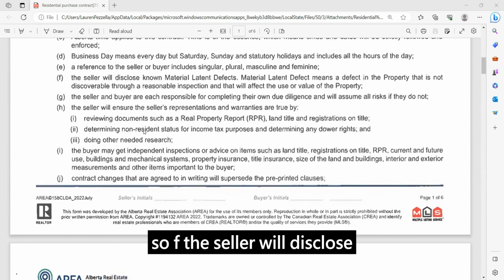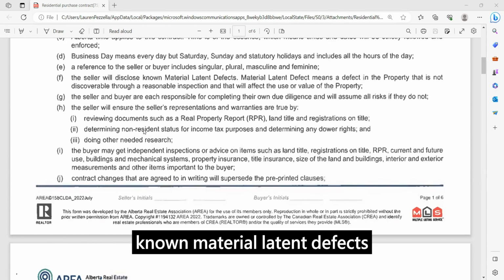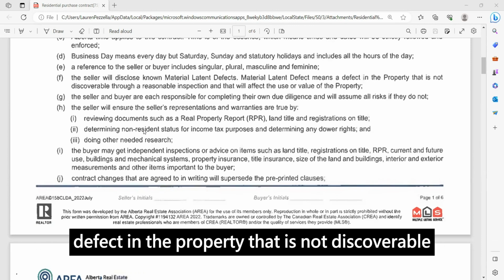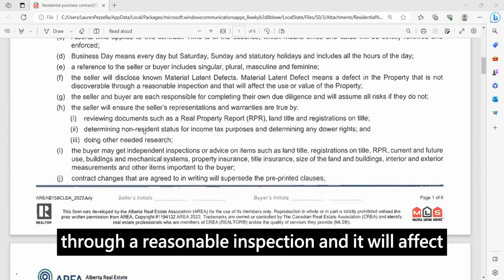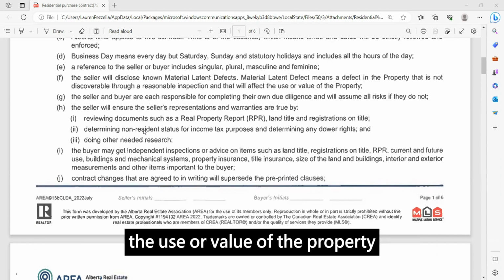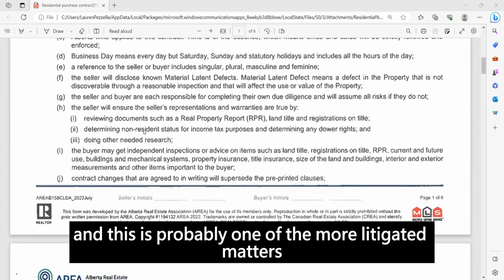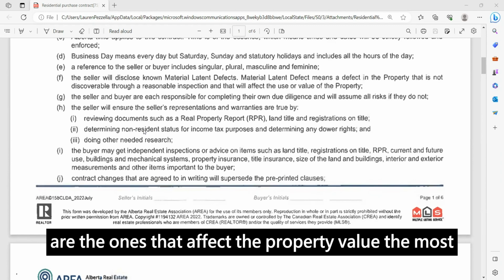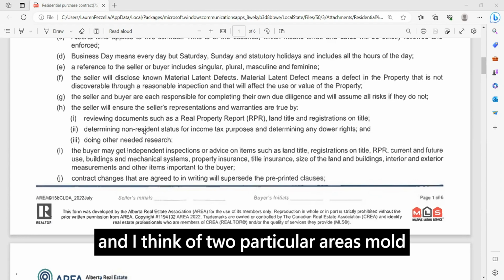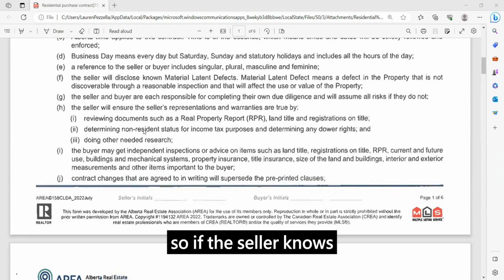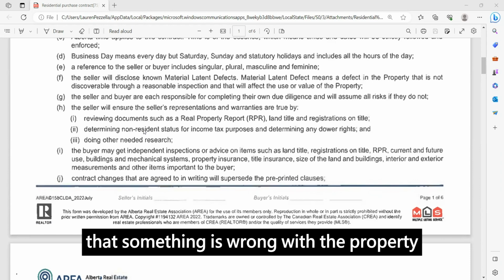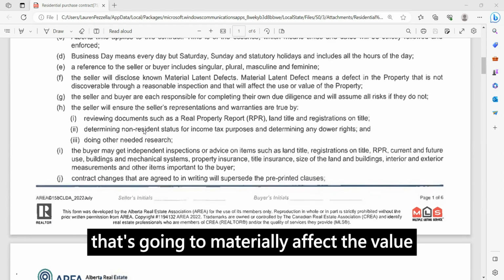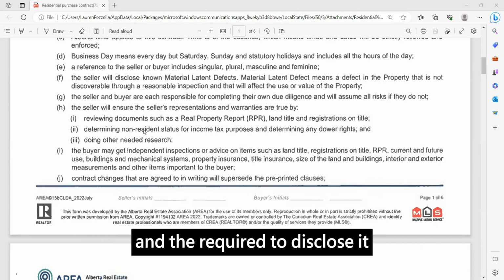So F, the seller will disclose known material latent defects. Material latent defects means a defect in the property that is not discoverable through a reasonable inspection, and that will affect the use or value of the property. So there's two parts here, and this is probably one of the more litigated matters because these are the ones that affect the property value the most. And I think of two particular areas: mold and asbestos. So if the seller knows that something is wrong with the property that's going to materially affect the value, then they're required to disclose it.